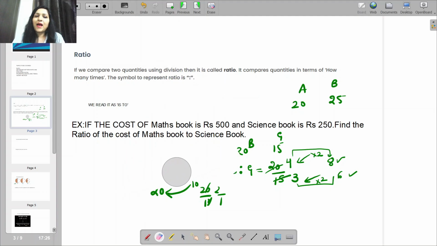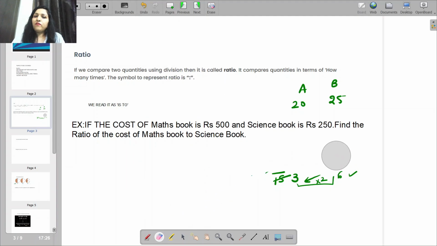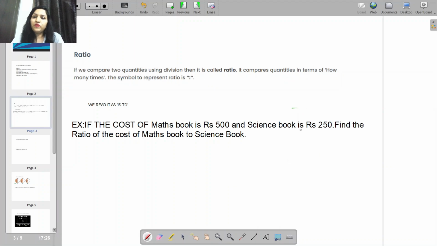If the cost of maths book is 500 and the cost of science book is 250 rupees, we have to find the ratio of the cost of maths book to the science book. किस चीज का रेशियो निकालना है? कॉस्ट. पहले लिखा है कॉस्ट ऑफ मैथ्स बुक, द कॉस्ट ऑफ मैथ्स बुक रेशियो द कॉस्ट ऑफ साइंस बुक. इसका हमें रेशियो चाहिए. द कॉस्ट ऑफ मैथ्स बुक इज 500, द कॉस्ट ऑफ साइंस बुक इज 250.